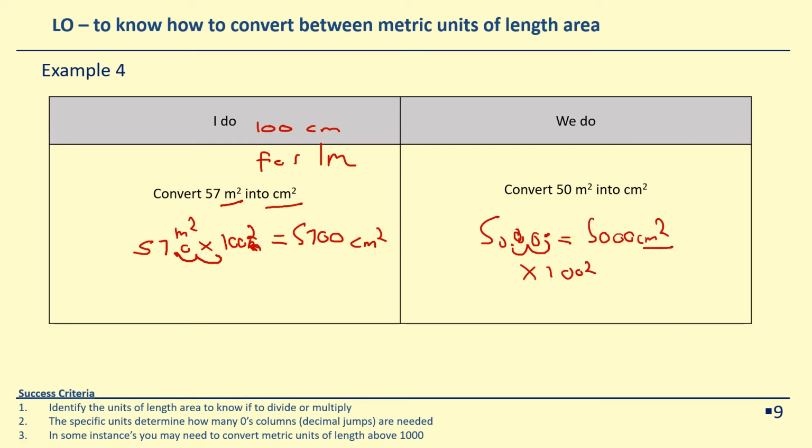Well done if you got 5,000 centimeters squared. I've done it. You jump twice, like we've been doing lots of practice in prior lessons for multiplying, and by the 100 here on this occasion. And you get that answer. Moving on when you're ready. Green pen if needed.